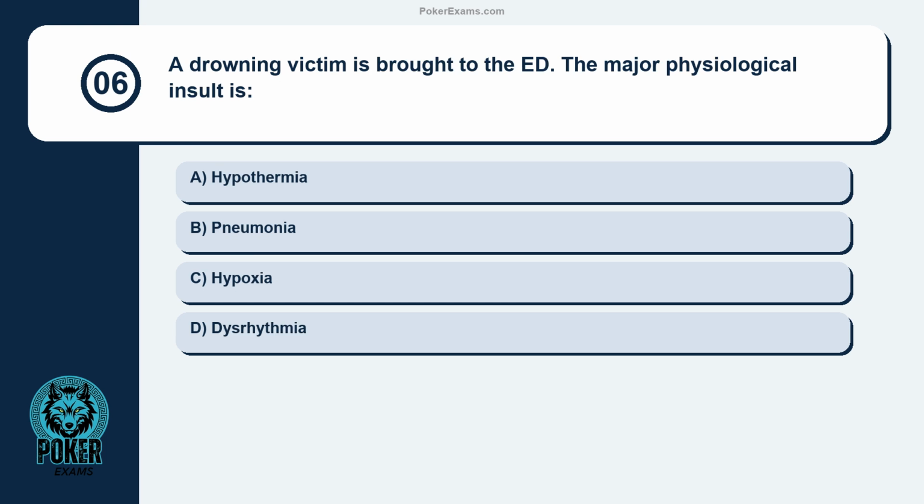Question 6. A drowning victim is brought to the ED. The major physiological insult is hypothermia, pneumonia, hypoxia, dysrhythmia.